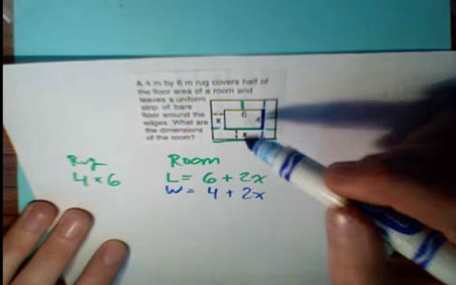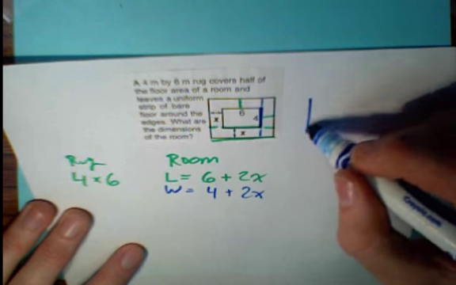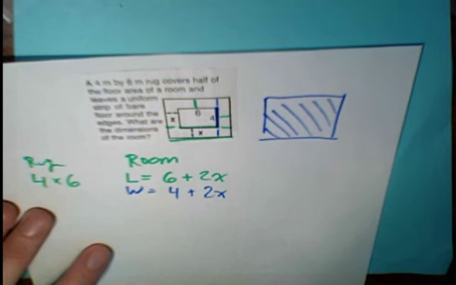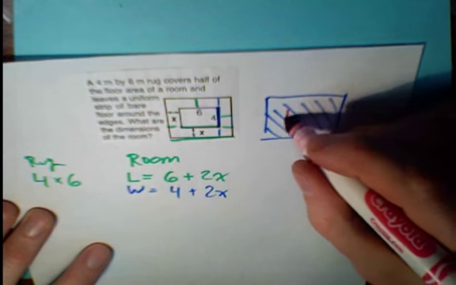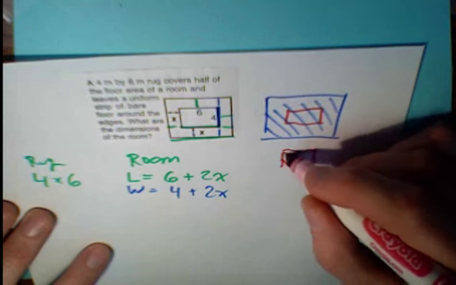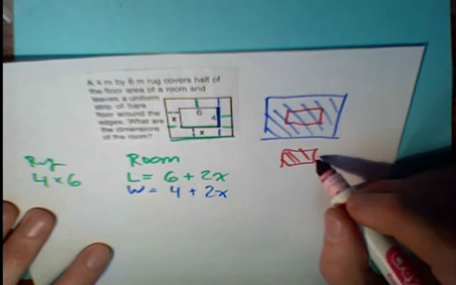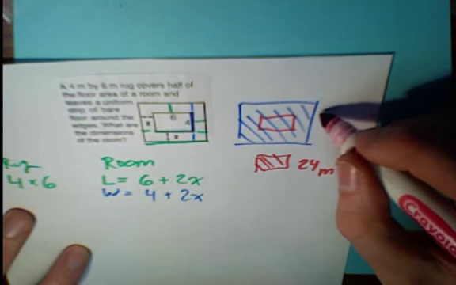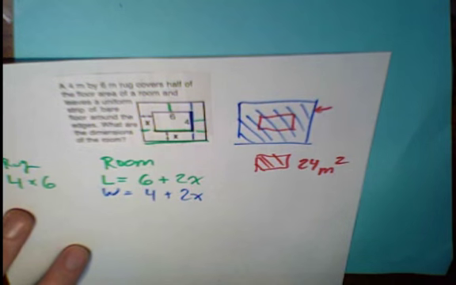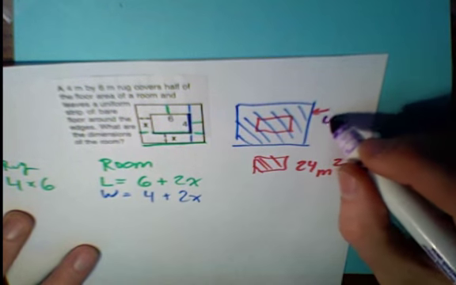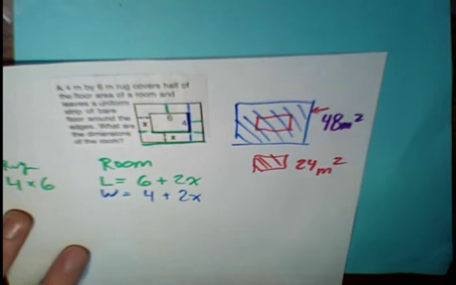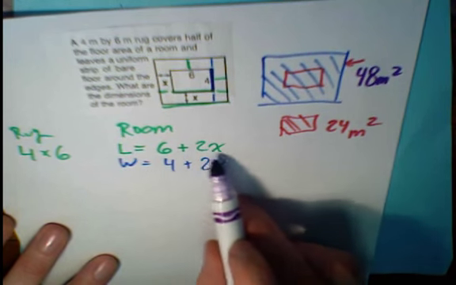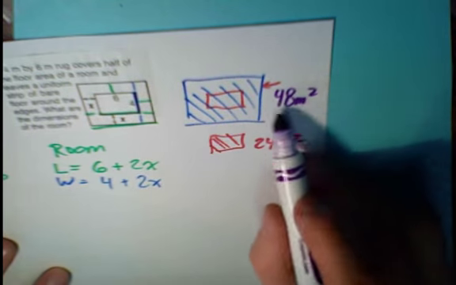That the rug is covering half of the area. So if this were the room's area, and then we have the rug in the middle, the rug's area is half of that. Now what's the rug's area? 4 by 6 is 24 square meters, so the room's area has to be twice that. The room's area must be 48 square meters. So now we have enough information to solve this problem. We have the dimensions of the room, length and width of the room. We also have the area of the room.